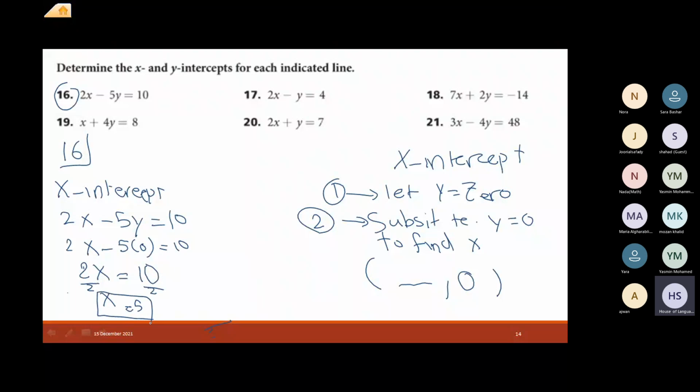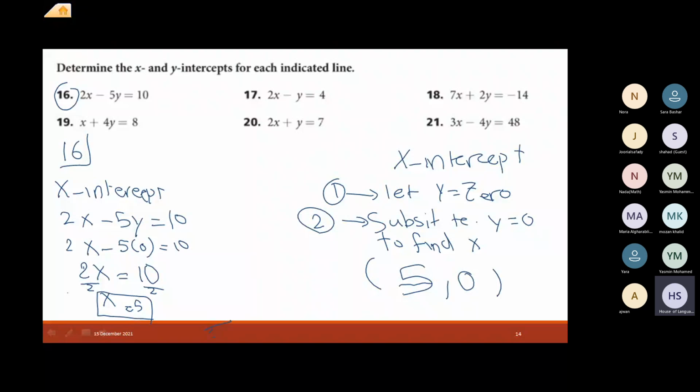So now, to find the x intercept, make y 0. Substitute, and you will find x. So what will the answer be? 5, y is 0. This is for the x intercept.